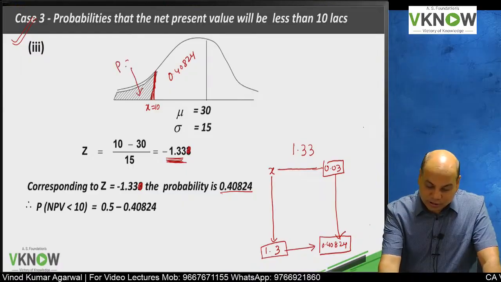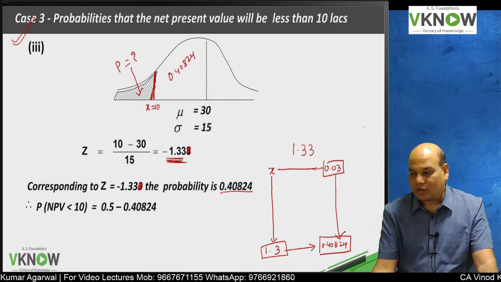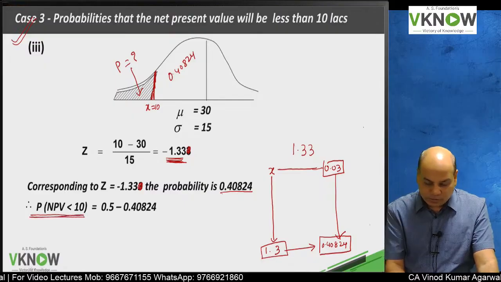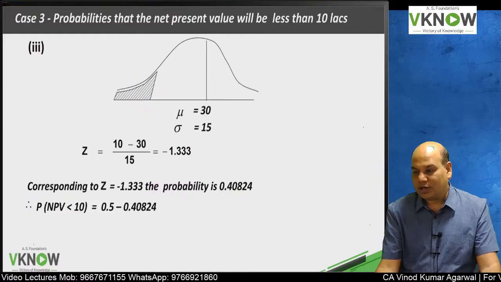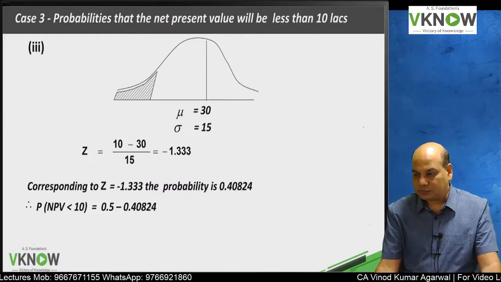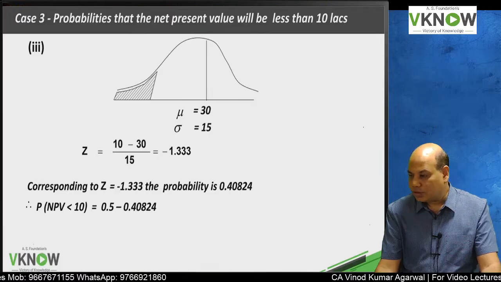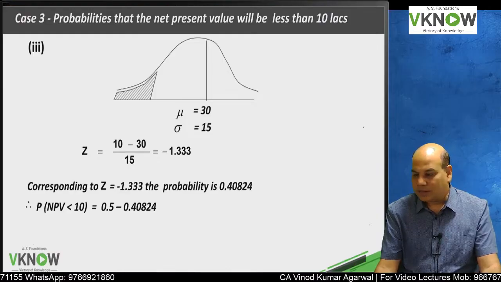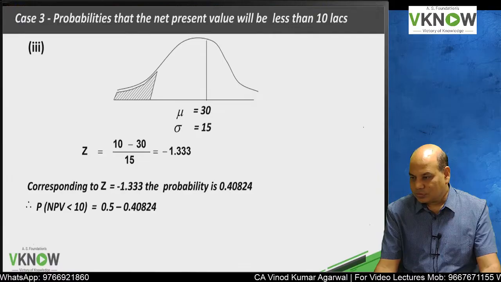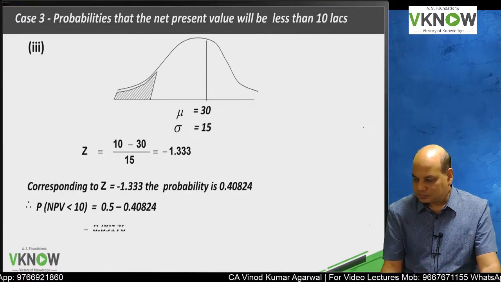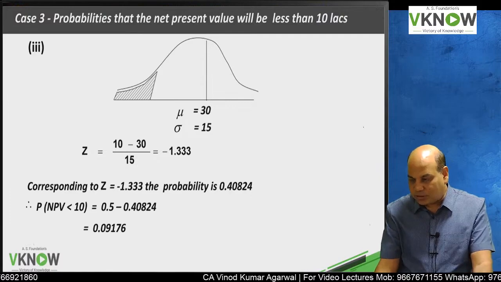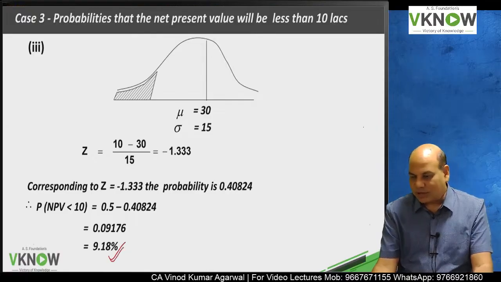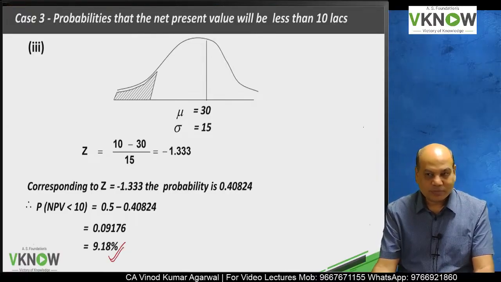I want the probability of this area. Therefore, the probability that NPV will be less than 10 lakh is 0.5 minus 0.40824. Answer please. Come on, reply fast. What is the answer? 0.09176, that is 9.18%. If you do not reply, I will assume you are sleeping.